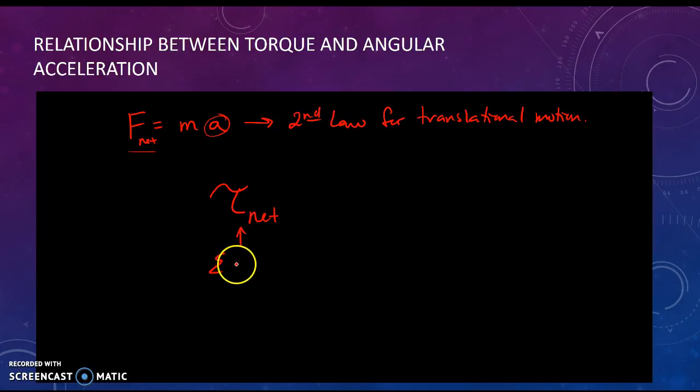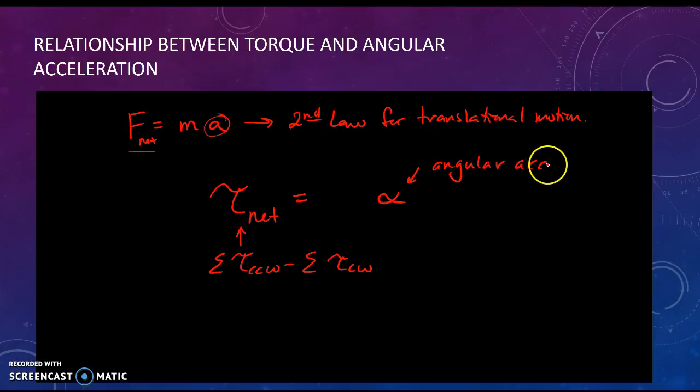So this net torque would be the sum of the counterclockwise torques minus the sum of the clockwise torques. Okay, so if we have an object and we have torques being applied to the object, we take the difference between the sum of the clockwise and counterclockwise. And if there is a net torque, then that will cause some angular acceleration. And so we saw this before when we were dealing with rotational kinematics. This angular acceleration is in radians per second squared.